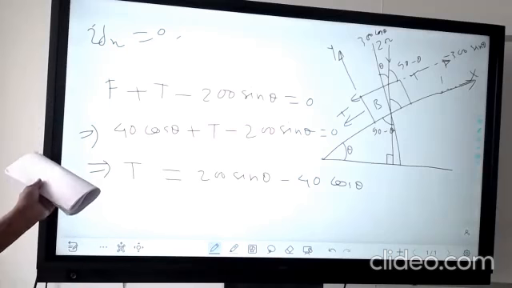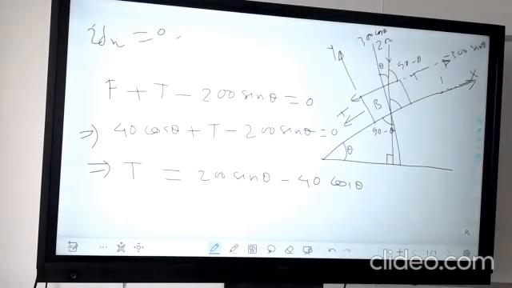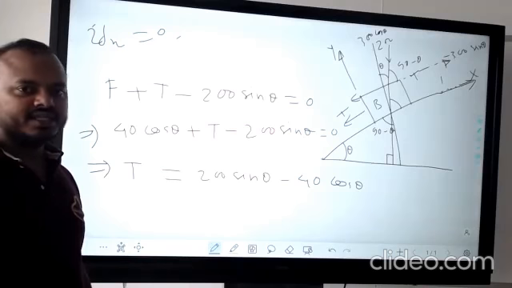At least tell me the final equation in terms of tan theta. I am asking you after that. In terms of tan theta, tell me the answer.